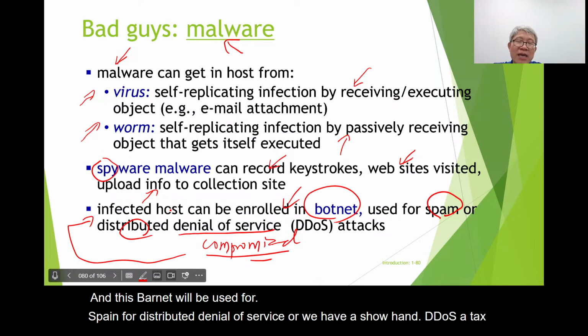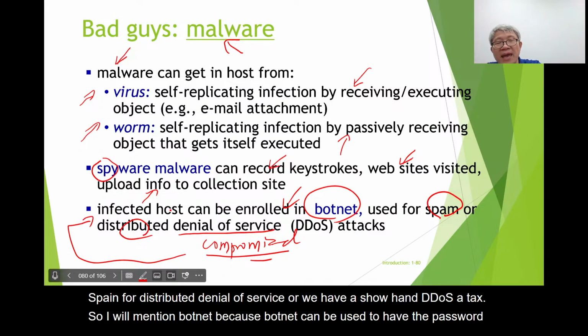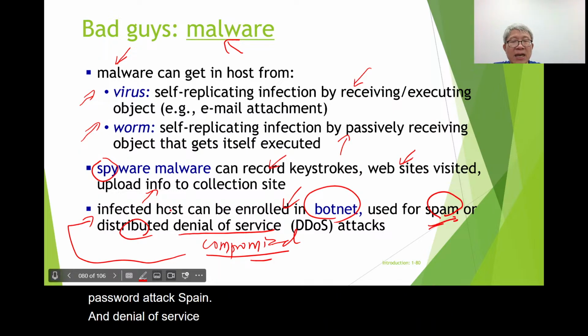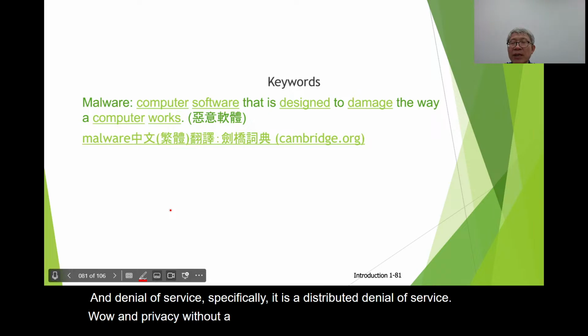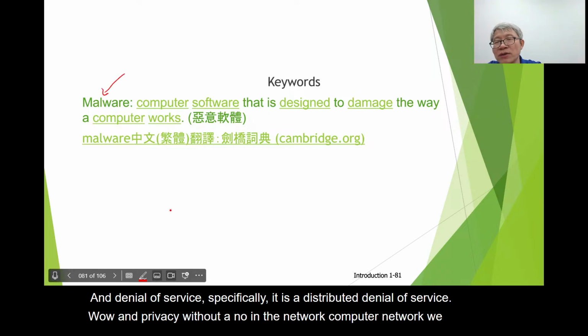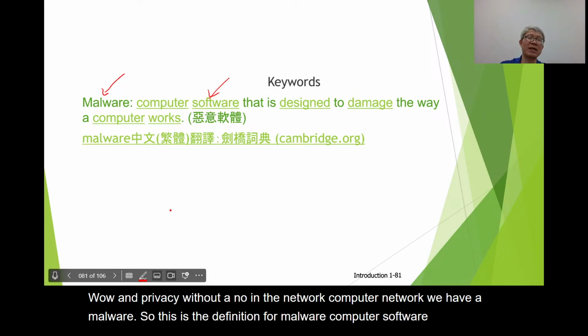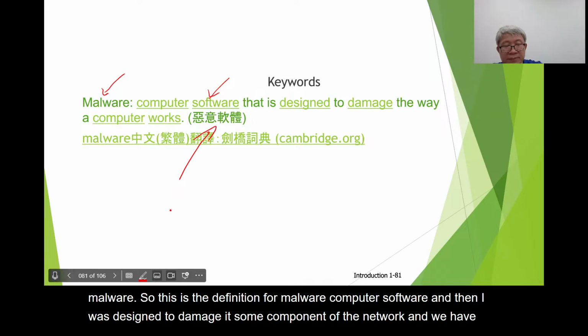So why do we mention botnet? Because a botnet can be used for possible attacks, spam, and denial of service. Specifically, it is a distributed denial of service. Previously, we didn't know that in computer networks we have malware. So this is the definition for malware: computer software designed to damage some component of the network. And we have the meaning in Chinese.